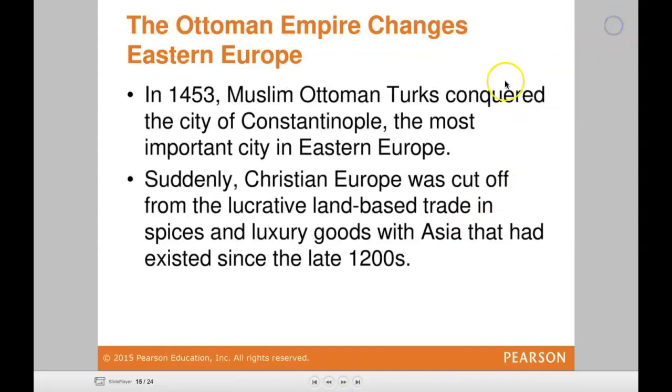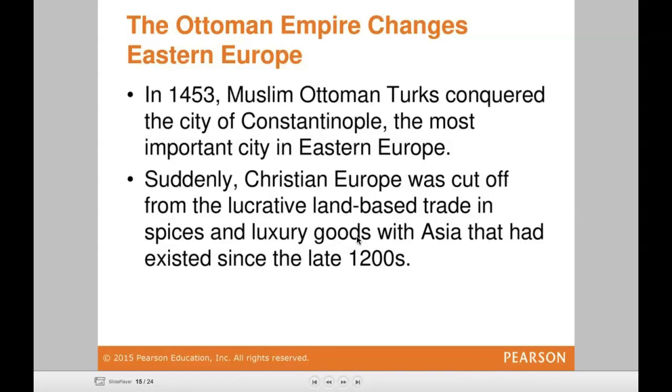The Ottoman Empire changes Eastern Europe. By the year 1453, Muslim Ottoman Turks conquered the city of Constantinople, the most important city in all of Eastern Europe. Suddenly, Christian Europe was cut off from the lucrative land-based trade in spices and luxury goods with Asia that had existed since the late 1200s.